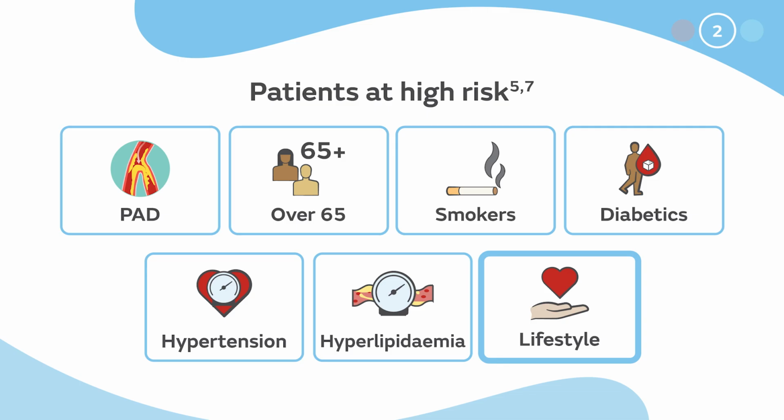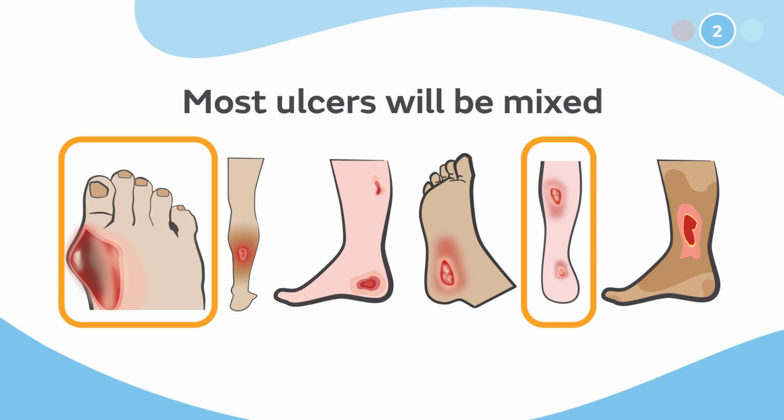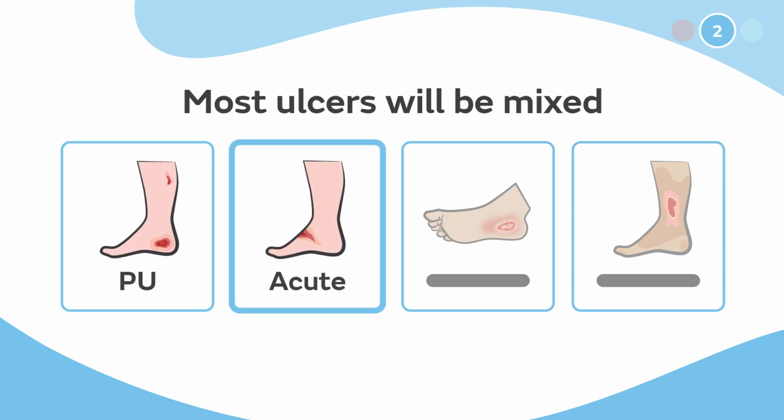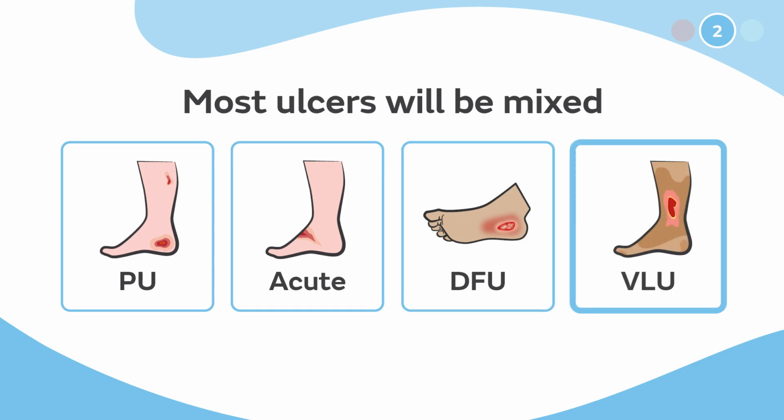Before we get into assessing and treating an ALU, you should know that most ulcers will be mixed. That means you have to deal with more than one type of wound at the same time. Like we said before, an ALU can start from a pressure ulcer or an acute wound. Also, since people with diabetes are likely to have PAD, your ALU may also be a diabetic foot ulcer. And people with PAD are also likely to have venous insufficiency, so your ALU may also be a venous leg ulcer. All this to say that these ulcers are complicated, and doing your homework on different types can really make a difference in helping your patients avoid amputation.